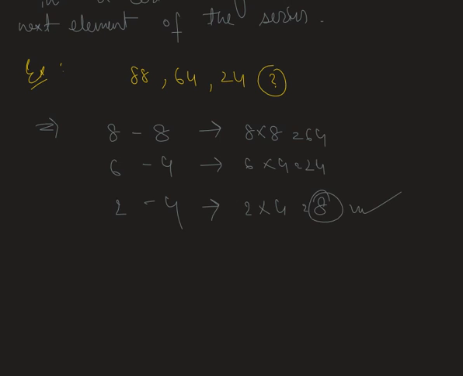I repeat, in this given series the first term is 88. Okay, so the two digits are 8 and 8. If we multiply these two digits, we get 64. That is the next number in the given series. And it is 64. Therefore, we multiply 6 with 4, we get 24. And if we multiply 4 with 2, we get 8, which is the required answer.